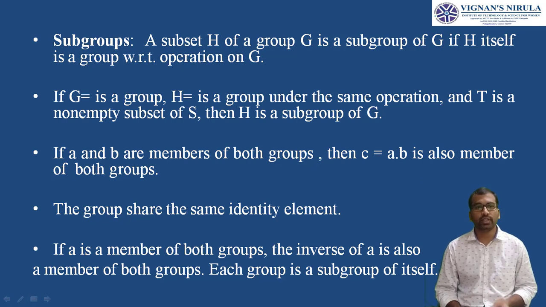The third one is if A is a member of both groups, then the inverse of A is also a member of both groups. So each group is a subgroup of itself. So these are some of the characteristics of a subgroup.